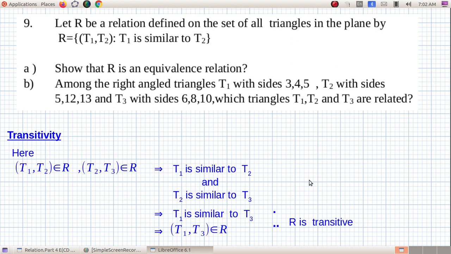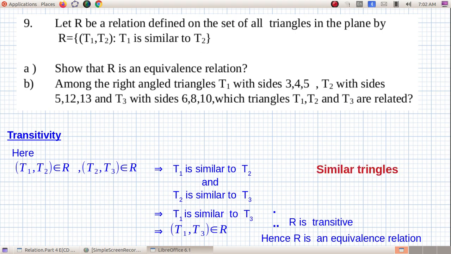Therefore, the three conditions for an equivalence relation are satisfied: symmetric, reflexive, and transitive. Hence, the relation similarity is an equivalence relation. In the same way, we can show that the relation congruence is also an equivalence relation. The relation congruence among the triangles is also reflexive, symmetric, and transitive.